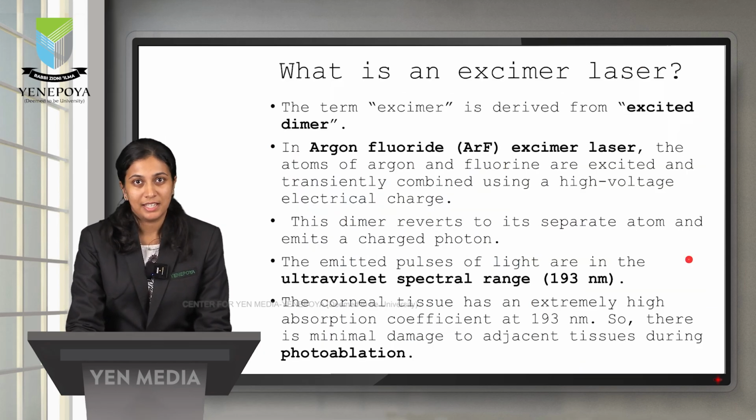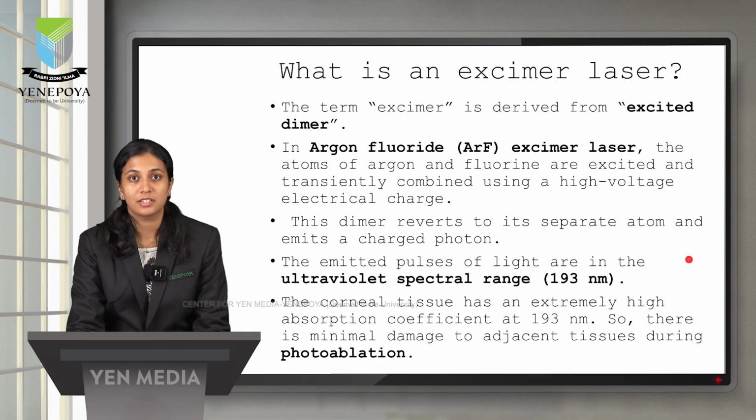What is excimer laser? Excimer means excited dimer. They comprise of 2 atoms, argon and fluoride. Now when these 2 atoms separate, they release a large amount of photon energy of wavelength 193 nanometer. Now human cornea has an extremely high absorption coefficient at 193 nanometer. So there is minimal damage to the adjacent tissue during this process of photoablation.